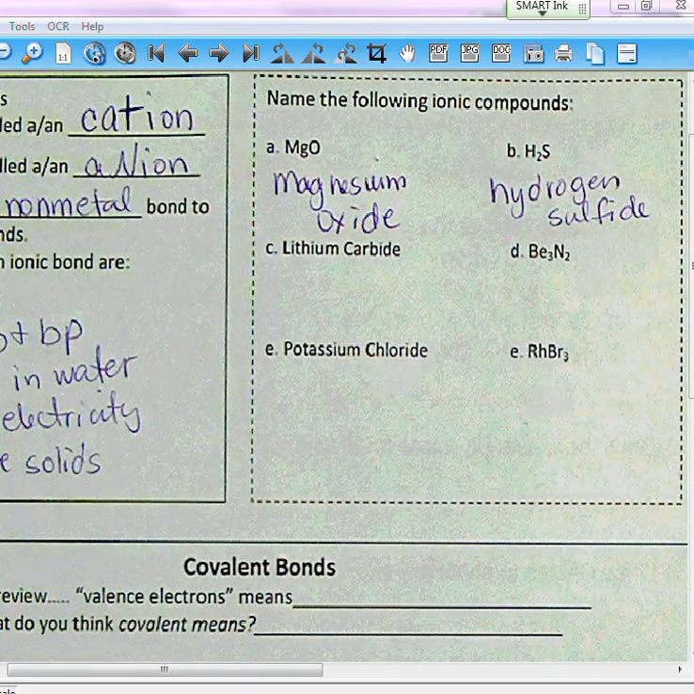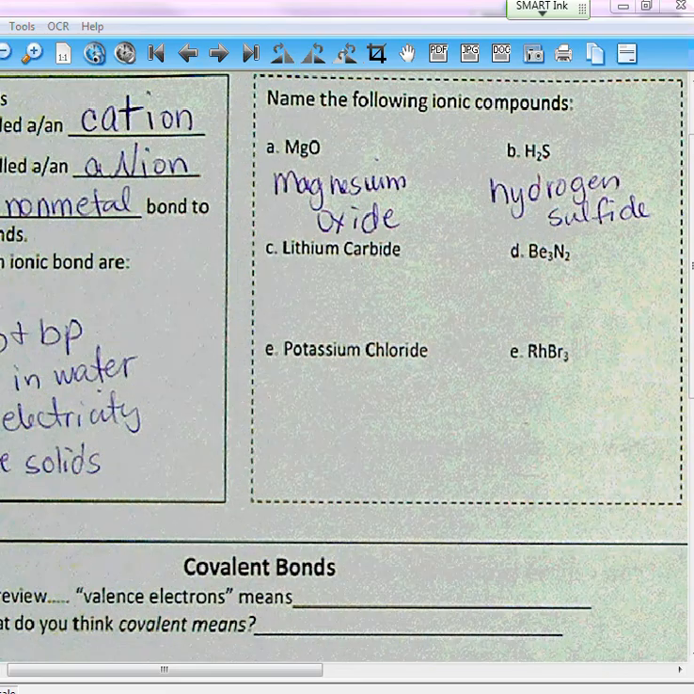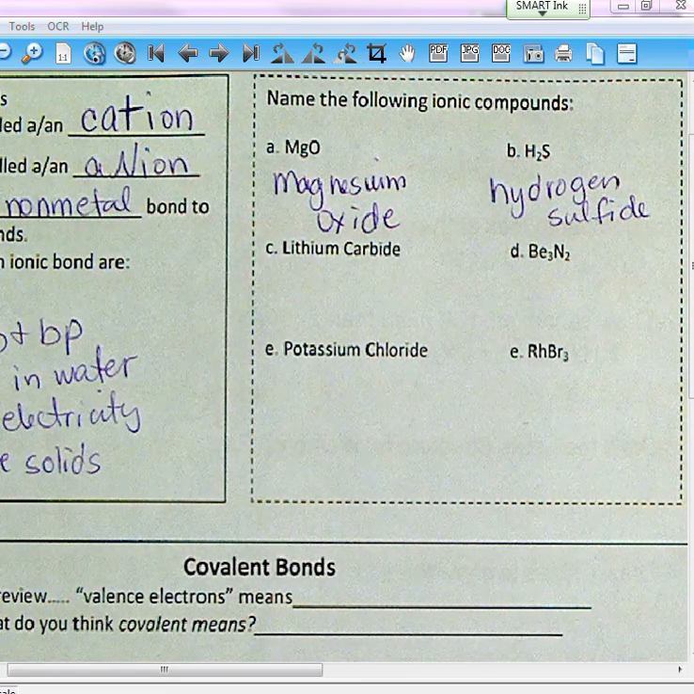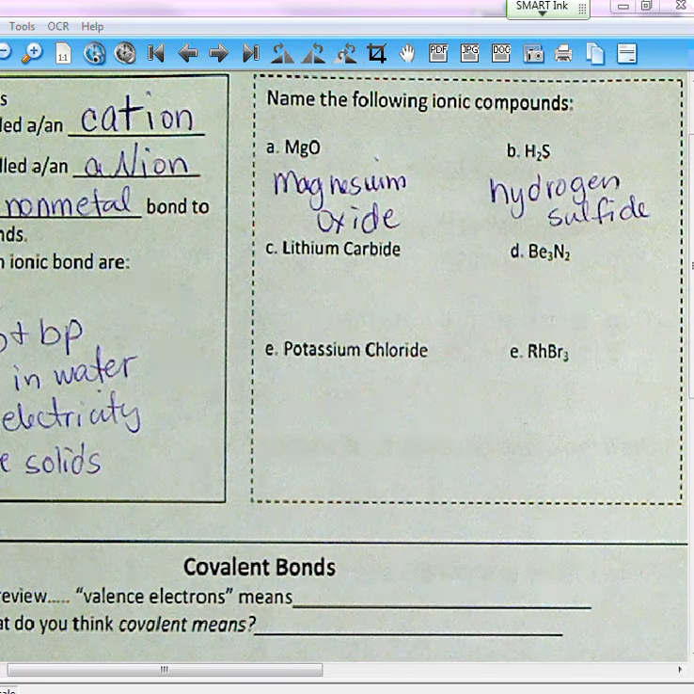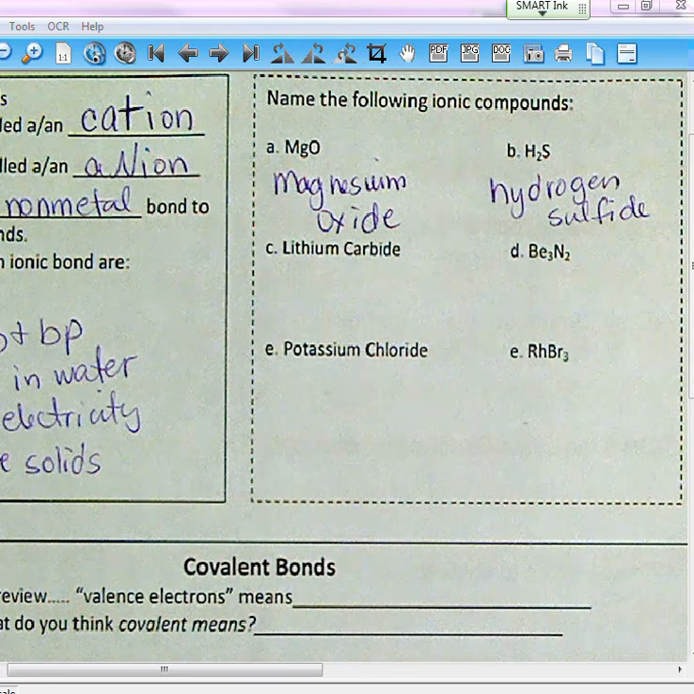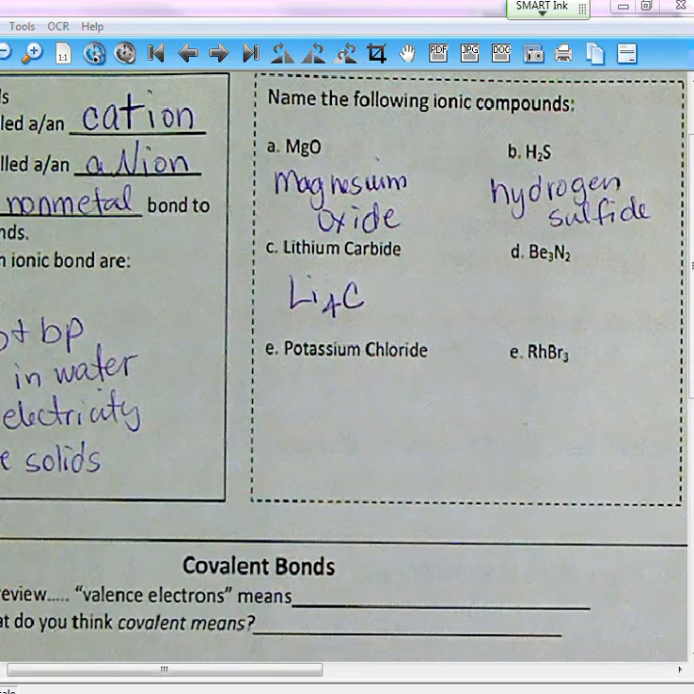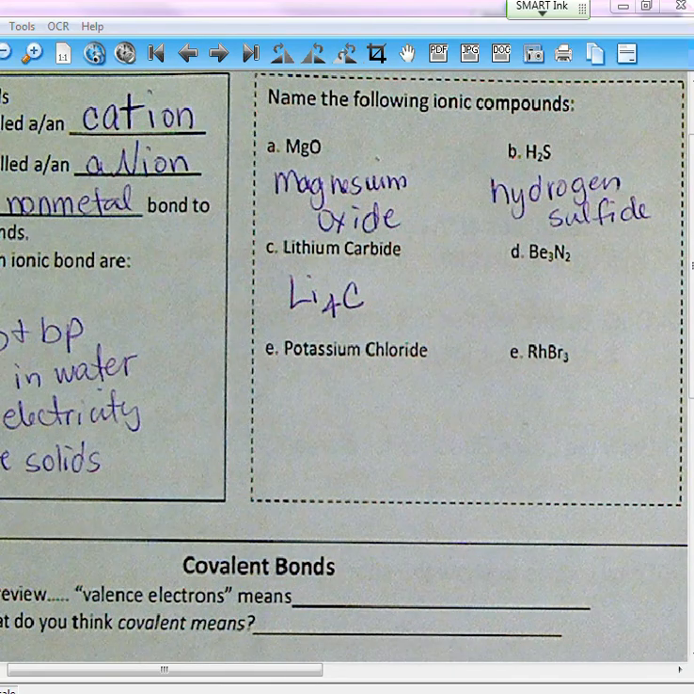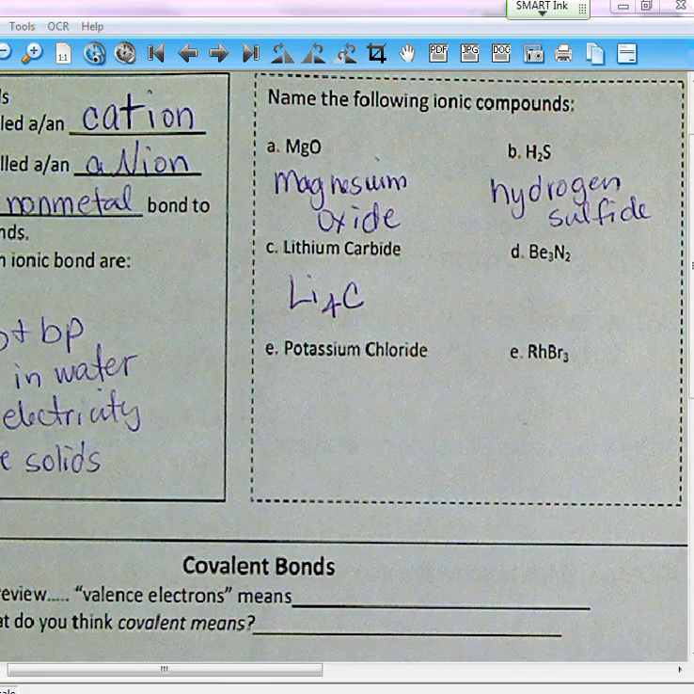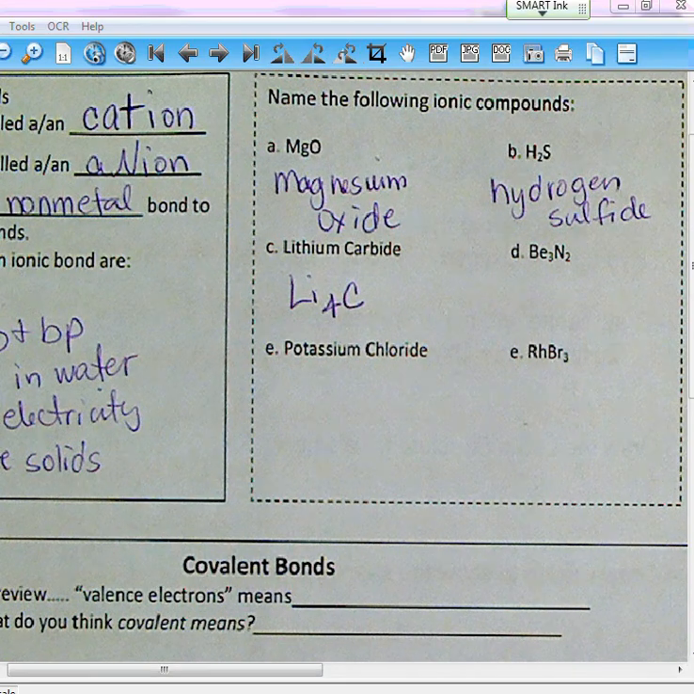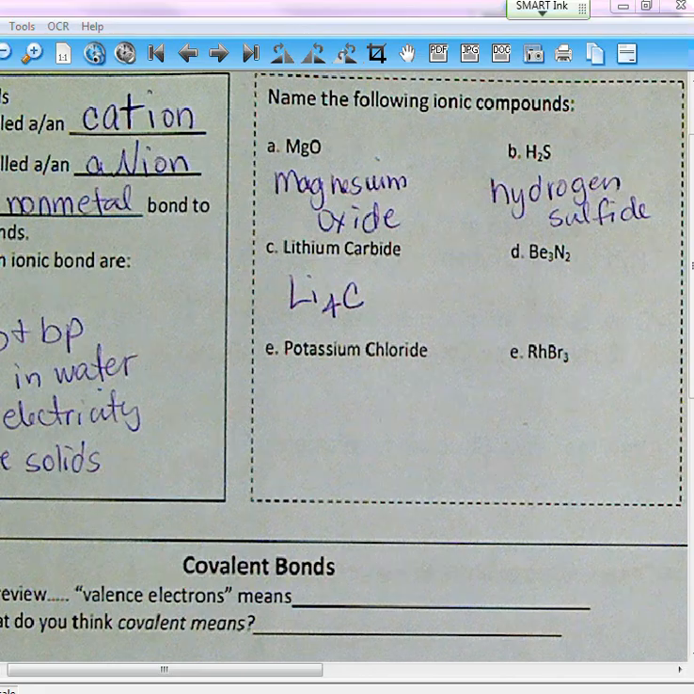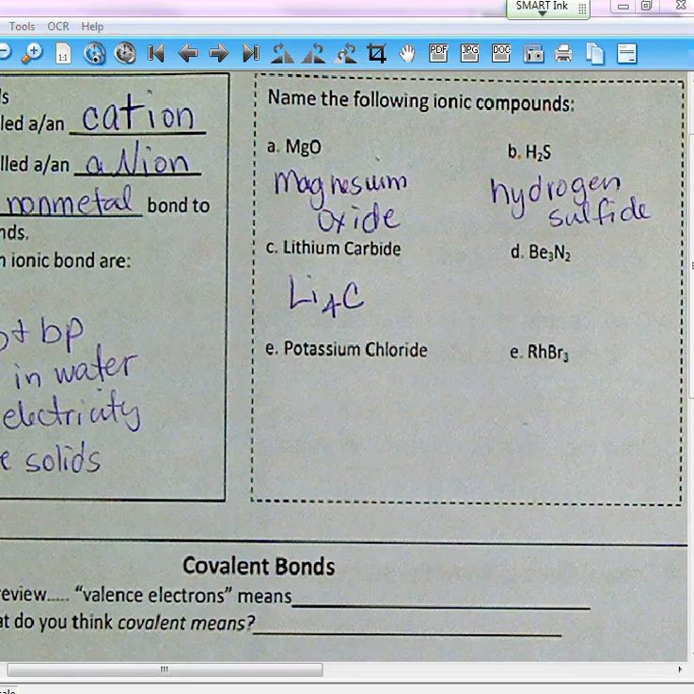So be sure and check out what the charges are for the nonmetal, to be able to know how many you will need of the nonmetal and the metal. Lithium has a +1 charge, and carbon has a -4 charge. So you will need 4 lithium to be able to balance the 4 carbon.